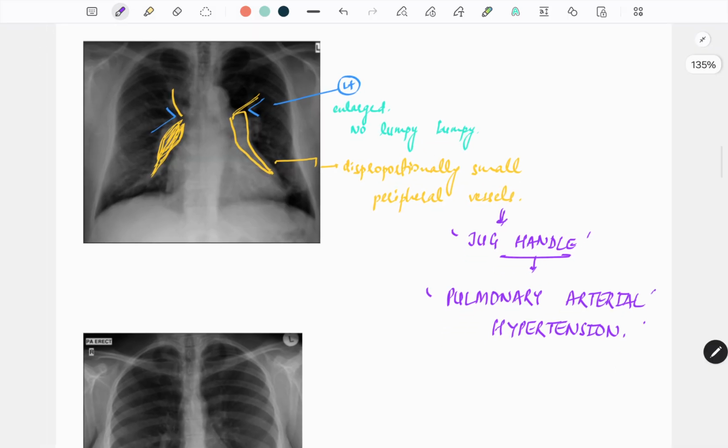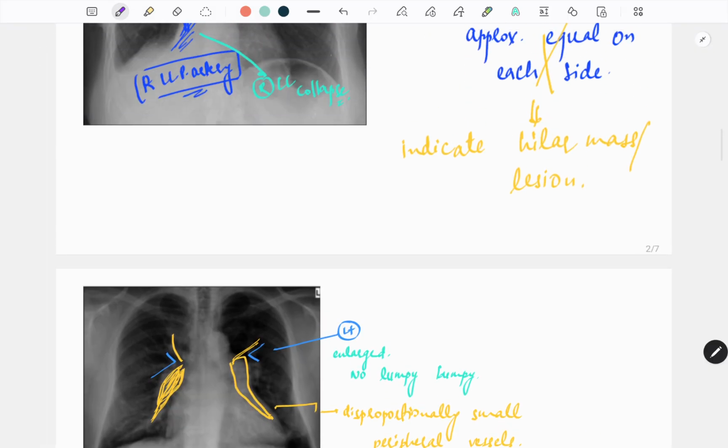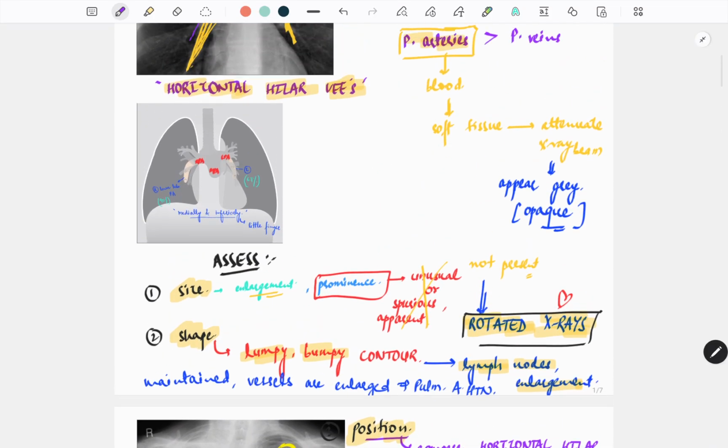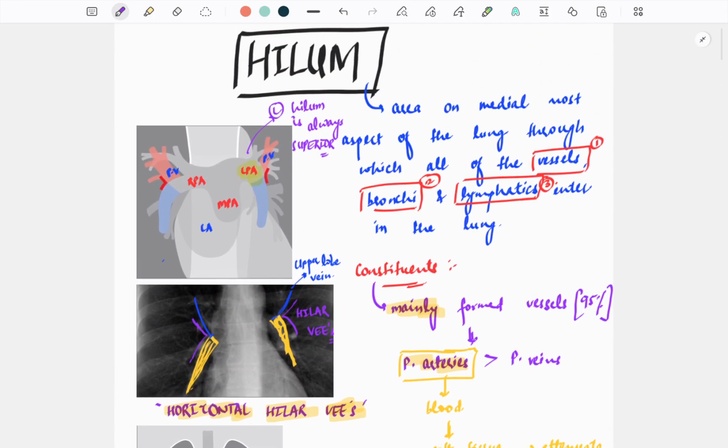This was all about how we can assess the hilum on a given chest X-ray. Thanks for patiently listening.